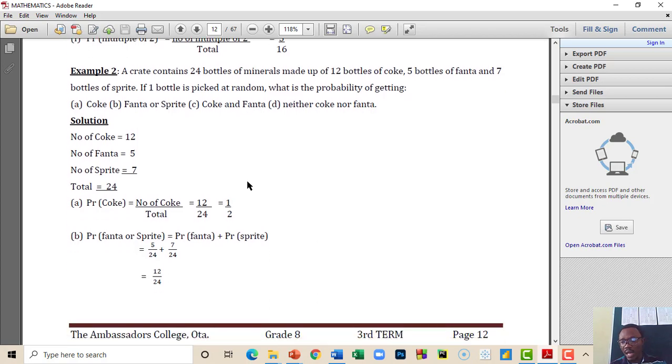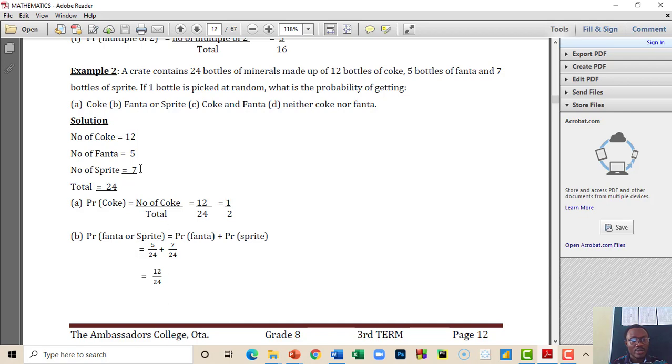Now let's look at this question. I think we have solved something that actually looks like this. A crate contains 24 bottles of minerals, made up of 12 bottles of Coke, 5 bottles of Fanta, and 7 bottles of Sprite. If one bottle is picked at random, what is the probability of getting a Coke? Number of Coke is 12 over 24, 1 over 2. A Fanta or Sprite?